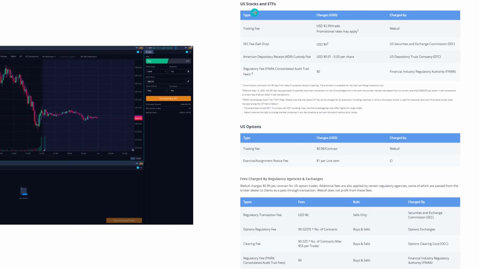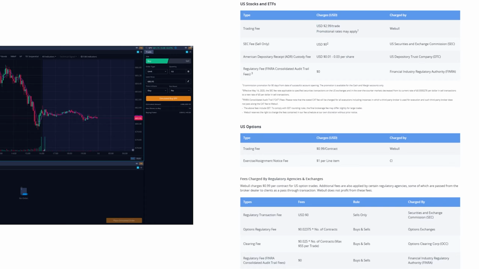For their US stocks and ETFs, because that's what we're mostly going to be touching, their trading fee is around $3 per trade. That includes buying and selling stocks. So one whole transaction would normally cost you around $6, which is on the pretty high spectrum. I wouldn't use Webull for stocks or anything.